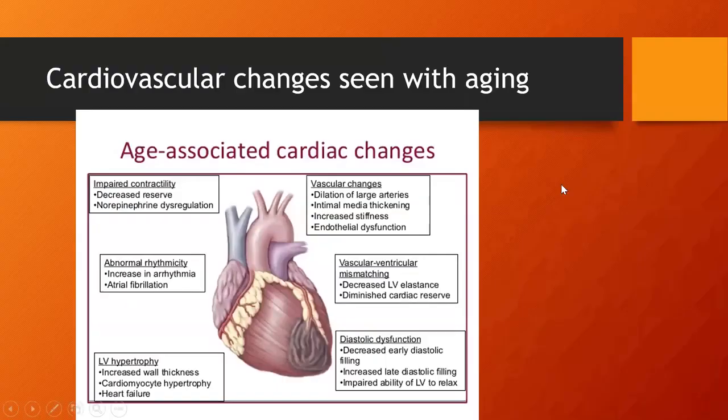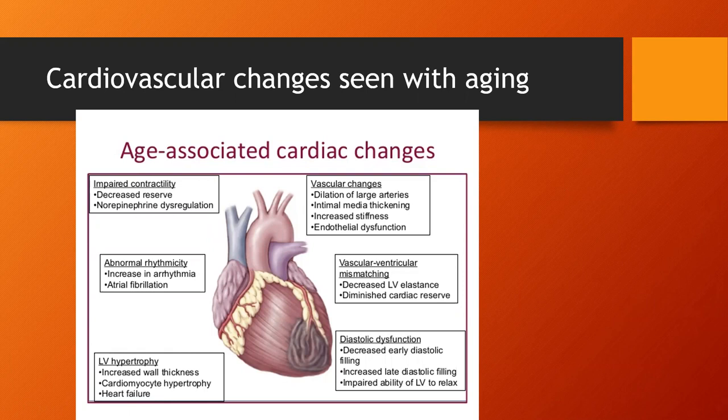Here we can appreciate an overview of some of the general age-associated changes of the heart and the vasculature. So again, dilation of the large arteries, but remember here that although the artery is getting larger, the lumen is getting smaller because of that endothelial dysfunction, which leads to the plaque formation. We also see thickening of the tunica intima. This is called the intima layer.